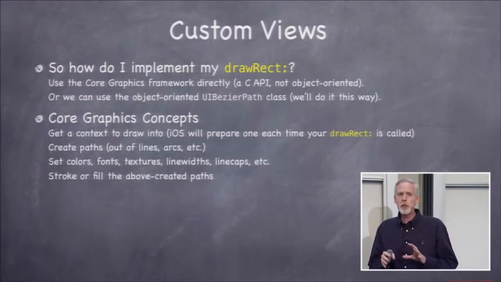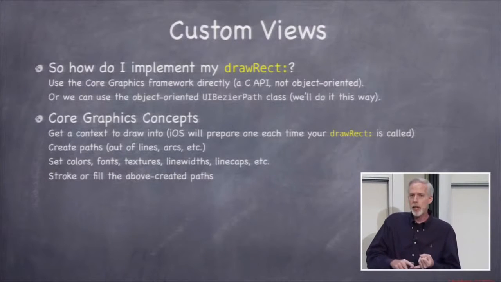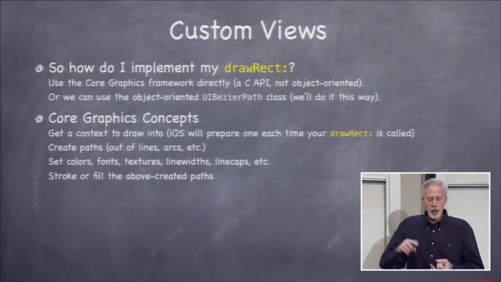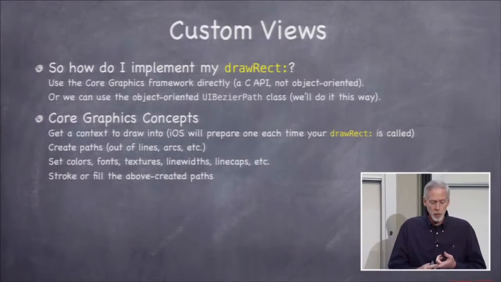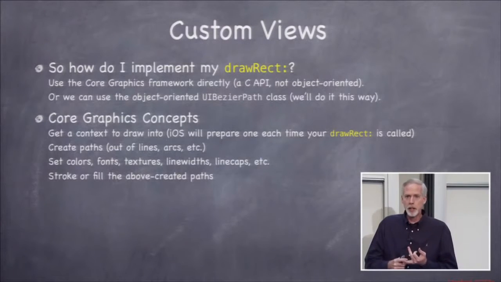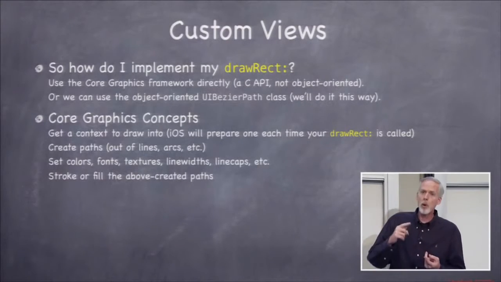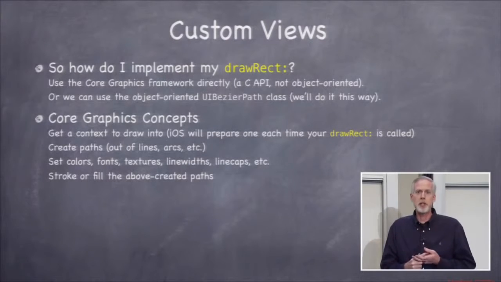To understand these, we need to understand a little bit about how Core Graphics thinks, and it thinks in the following four-step process. You got to have a context to draw in. You got to create paths, triangles, squares, whatever, rounded rects, whatever it might be. Then you set the colors and the fonts you want to use and line widths and all that stuff, and then you stroke or fill the paths that you created.